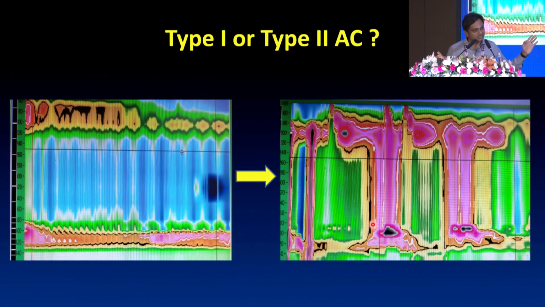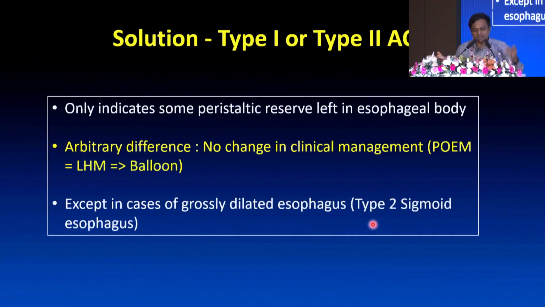So whether this is type 1 achalasia cardia or this is type 2 achalasia cardia, does that matter? So this only tells us that there is some peristaltic reserve that is left in the esophageal body. So there is virtually no difference in how you will approach to treat this patient. In both these cases, maybe POEM is equivalent to a laparoscopic Heller's and better than a balloon.